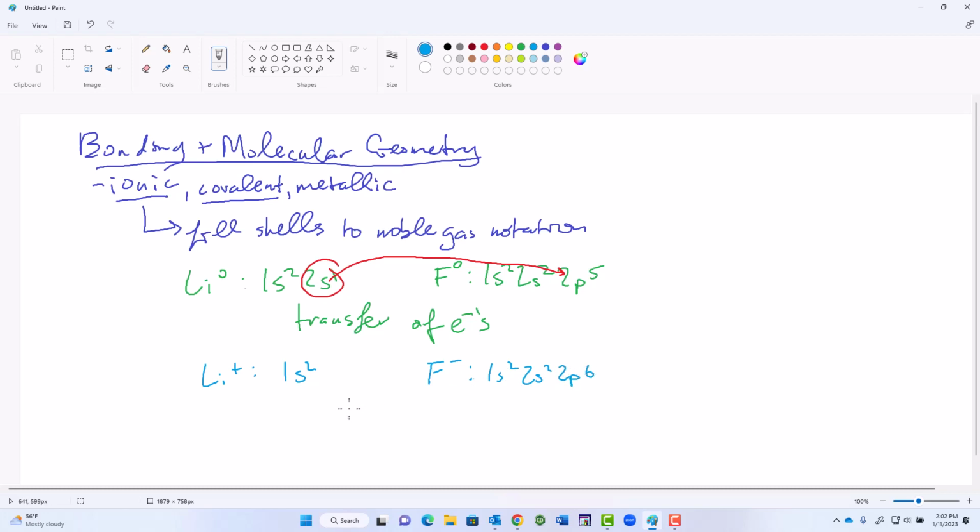So the combination of these two ions to form a compound would be LiF. These are often referred to as salts. So if I ever call something a salt, that's usually an ionic compound. That's a generic name for an ionic compound. And we see that these have both attained noble gas notations. Again, lithium has attained the noble gas notation of helium, and fluorine has attained the noble gas notation of neon.